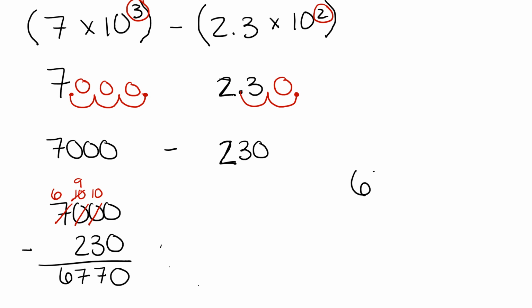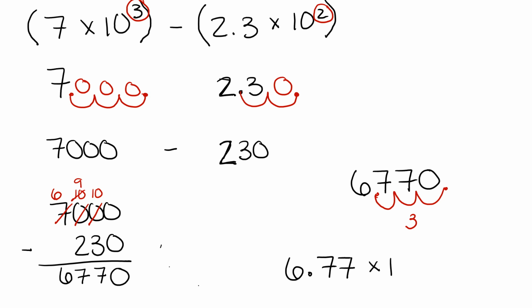We take our answer, 6,770, and we want to write it in scientific notation, meaning we take that decimal point and move it to the front 1, 2, 3 times. And we get a final answer of 6.77. You don't have to write the 0. Always times 10 to the third power.